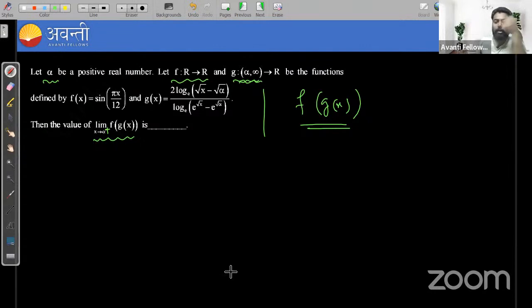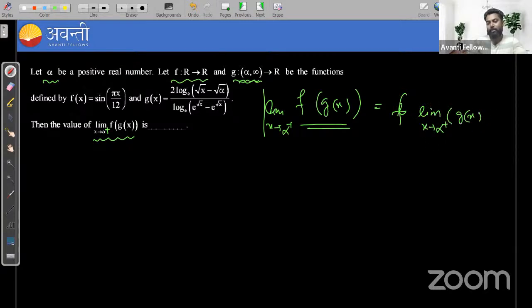So if both the functions are continuous, then by using the properties of limits we can write the limit as x tends to alpha plus. In the case of continuous functions, the limit goes inside the function, right? So that means we can write f of the limit as x tends to alpha plus of g of x. This you can write, or not? So before finding this, you must find the limit of g of x as x tends to alpha plus.